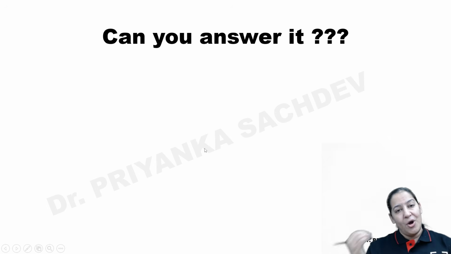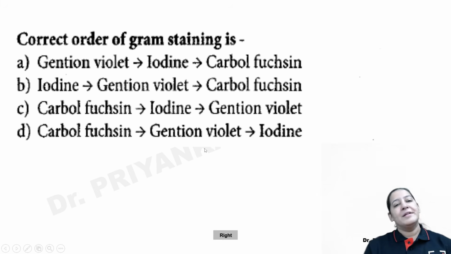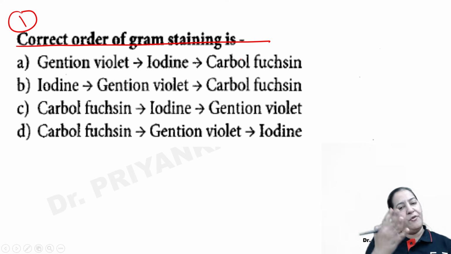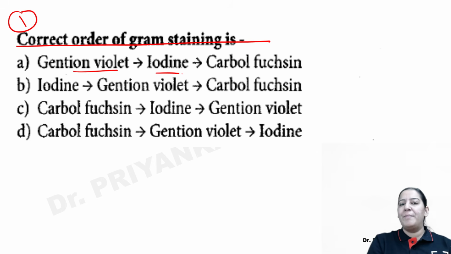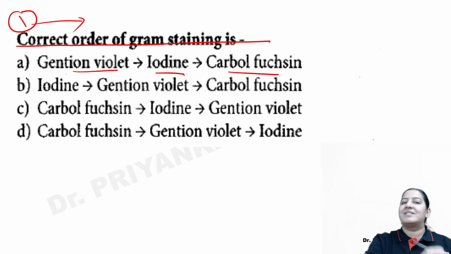You got my point? Now, can you answer the same 3 questions which I asked you at the beginning of the lecture? This is question number 1. Can you tell me the correct order of the gram staining? The 4 options are in front of you. You can easily tell me the correct answer. Is it gentian violet followed by iodine followed by carbol fuchsin, or are the other options correct? What is the correct answer? A, B, C, D. Write down in the chat box the answer to question number 1.